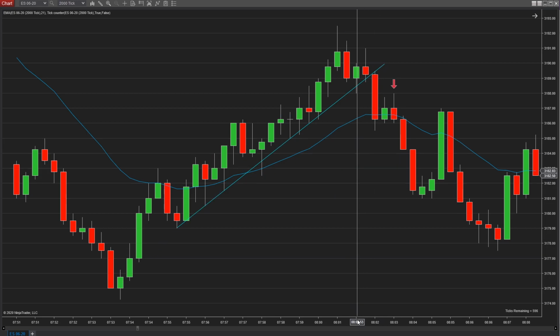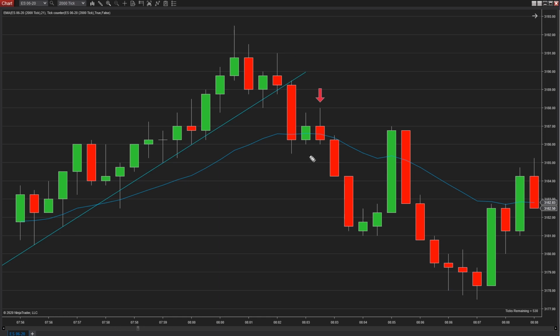This is a two-legged pullback that we definitely would not have entered, because it's an inside bar right here for that signal bar. And so we would have avoided that. And then once we saw this candle form, we would have wanted to put a sell stop right below this, expecting this two-legged pullback to fail and keep going down.